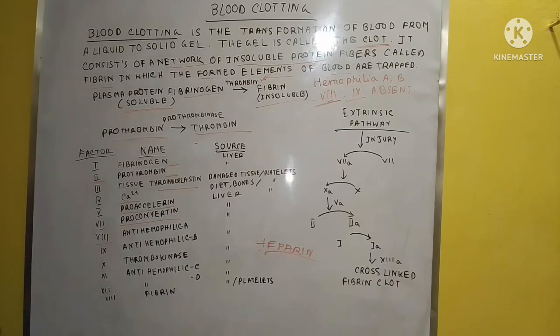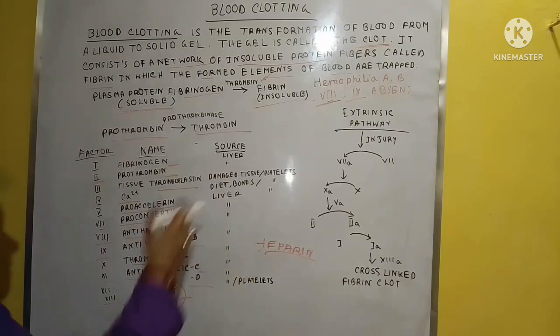Factor 8 is called anti-hemophilic A. Factor 9 is called anti-hemophilic B. Factor 10 is called thrombokinase. Factor 11 is anti-hemophilic C, and factor 12 is anti-hemophilic D, and factor 13 is the ultimate fibrin. After the transformation, the last one is fibrin. Okay, fibrin is produced. Clear? So these are the very important factors, and the sources are there from where they are secreted.